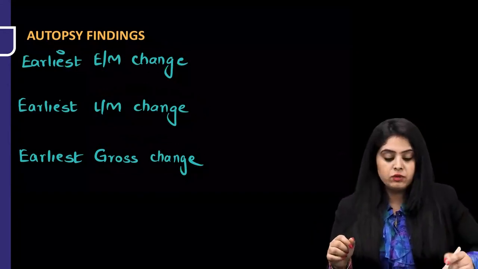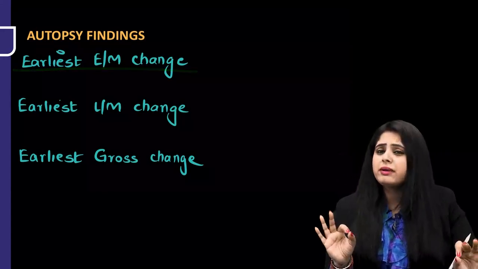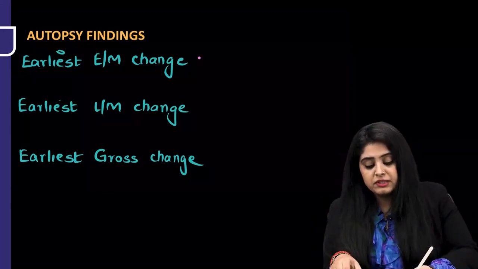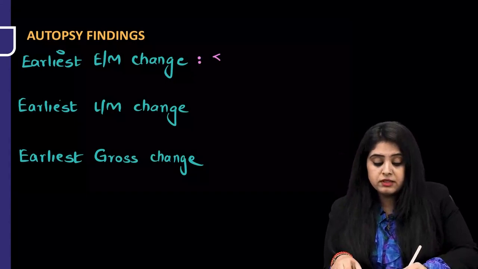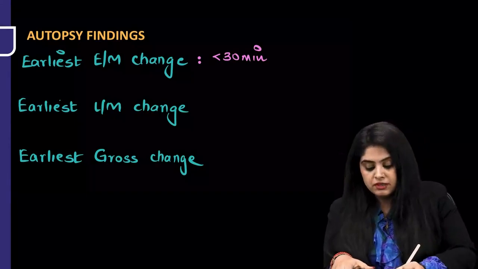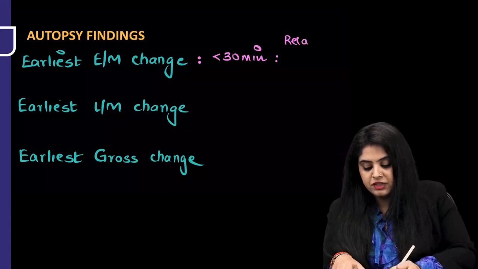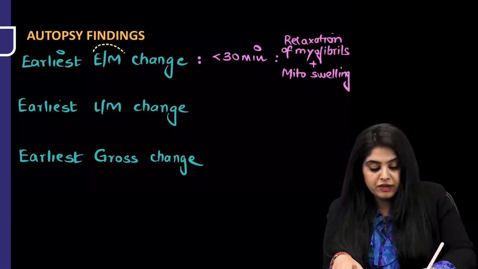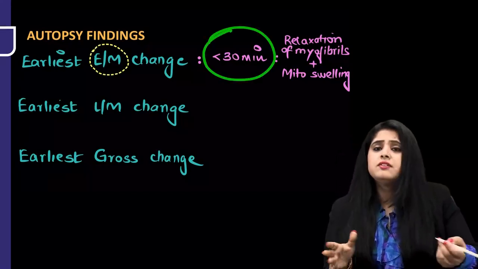So first and foremost, when I'm looking at it with an electron microscope, because the electron microscope is very, very advanced now, it can look at very minute, tiny little changes. So please remember, the earliest change on electron microscope is seen within 30 minutes, meaning when the person is still in reversible cell injury. Even in that much time, I will be able to see 2 things on electron microscope. One is going to be the relaxation of the muscle fibers, so relaxation of the myofibrils, as well as mitochondrial swelling. These are the two things that you see on electron microscope, one of the earliest findings to occur, because I've told you what injury? Reversible injury.